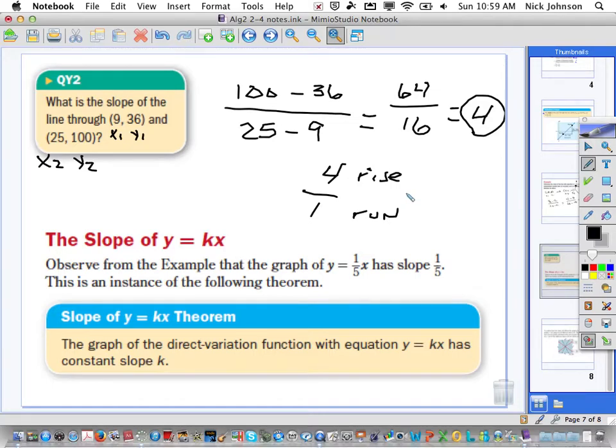Okay? It says the slope of y equals k times x. It says observe from the example that the graph of y equals 1/5 x has a slope 1/5. This is an instance of the following theorem. Okay, this is what I was telling you about earlier. The graph of the direct variation function with the equation y equals k times x has a constant slope of k. So like I said, this is your slope, that constant of variation.